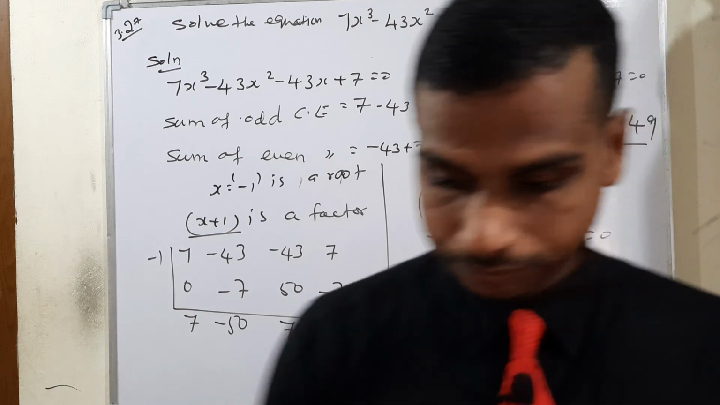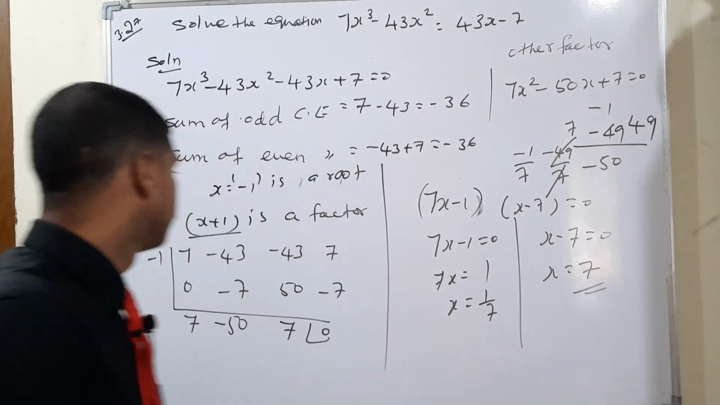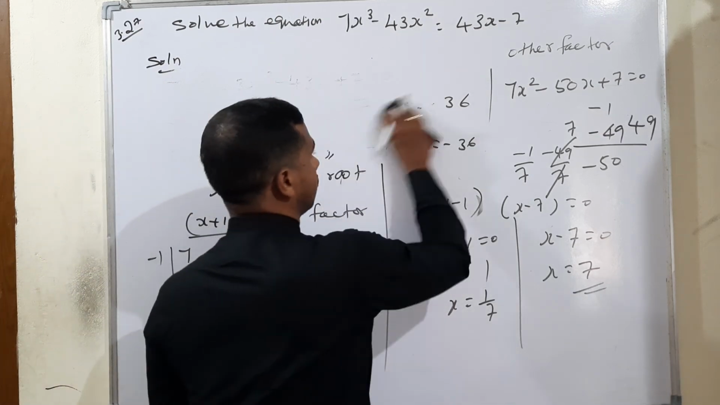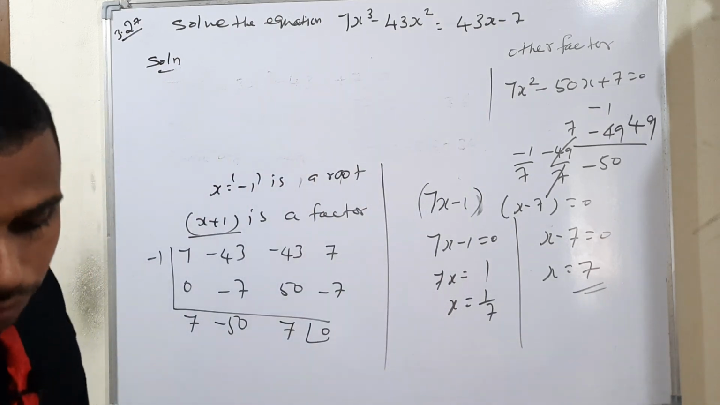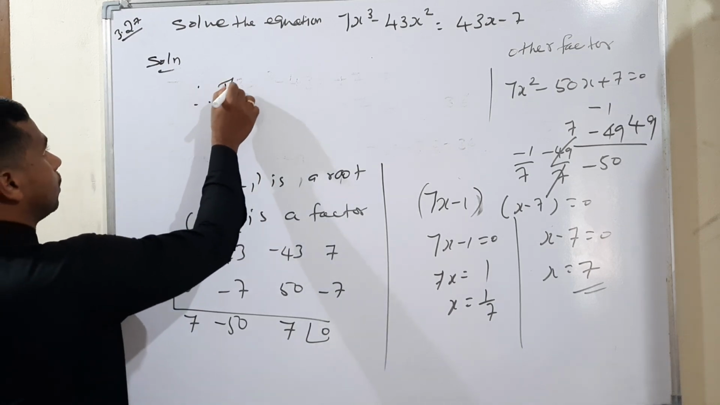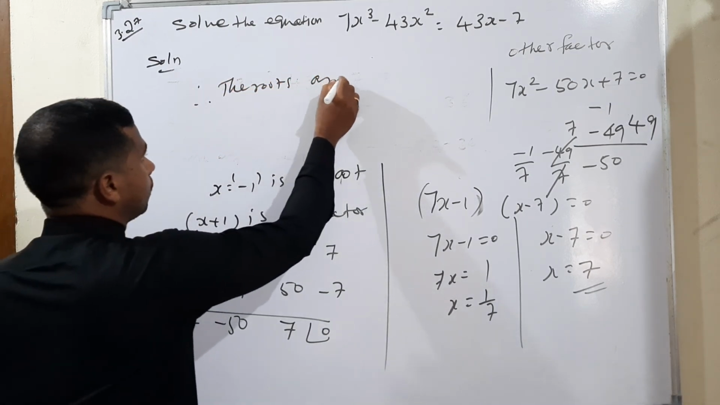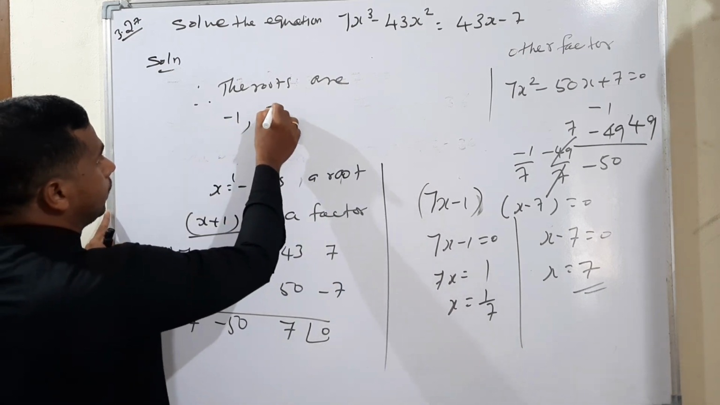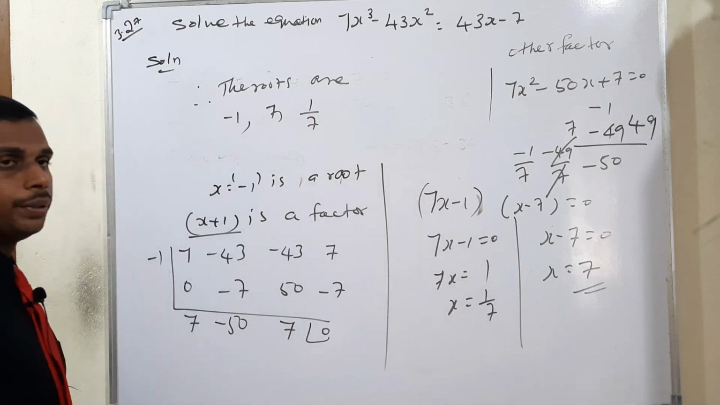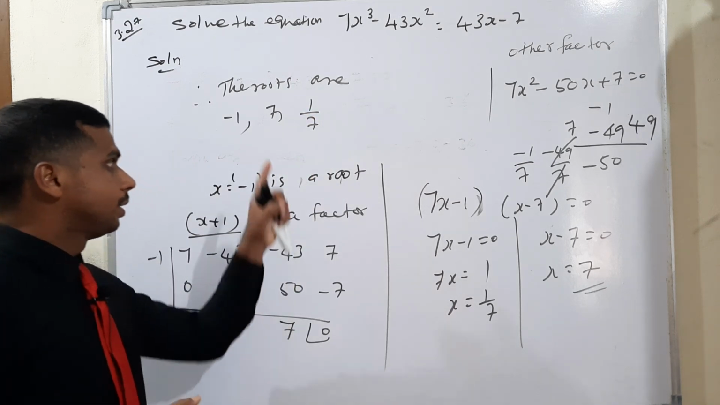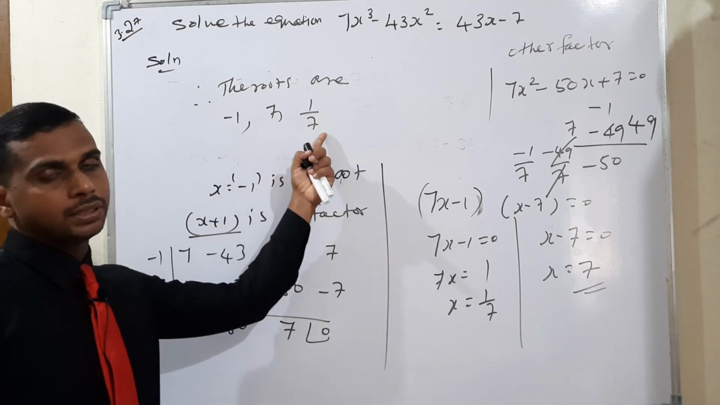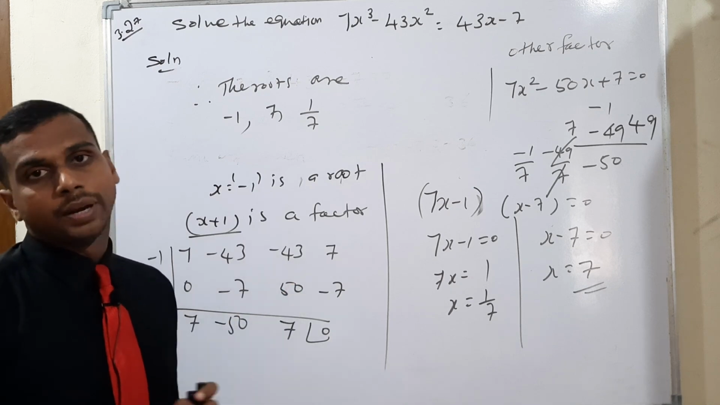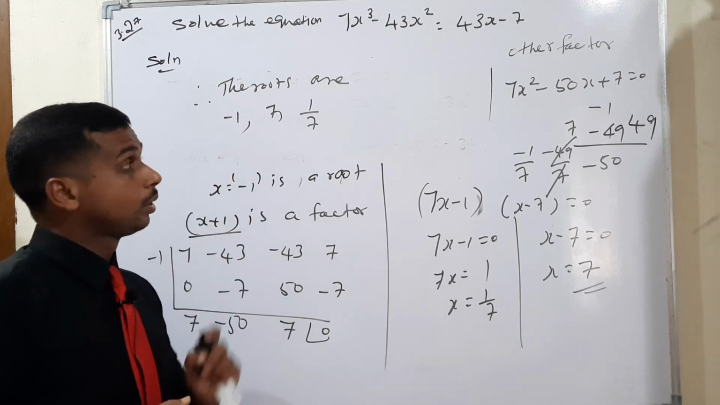So x minus 7, bring it to the opposite side, positive 7. Therefore, the roots are first one minus 1, second one 7, again 1 by 7. I told you in theorem 3.6 about reciprocal. See, if one root is 7, then definitely we can say the reciprocal is 1 by 7. But if we have another root minus 1, then definitely the reciprocal is also minus 1. So it's theorem 3.6. It's suitable for this question.